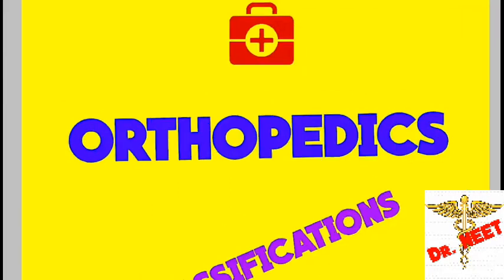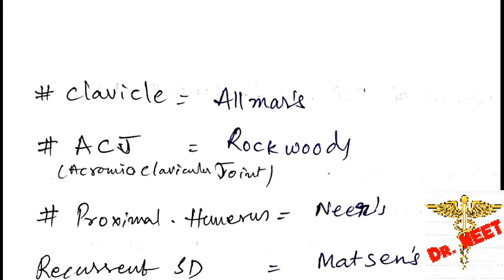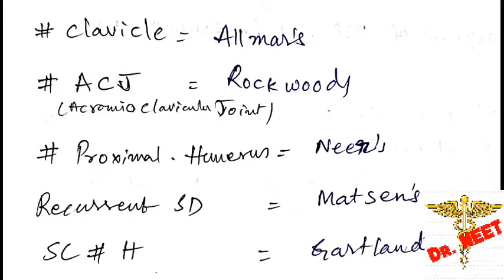Classifications in orthopedics. Allman's classification is used for fracture clavicle. Rockwood's classification is used for acromioclavicular joint injury. Neer's classification for fracture proximal humerus. Matsen's classification for recurrent shoulder dislocation.